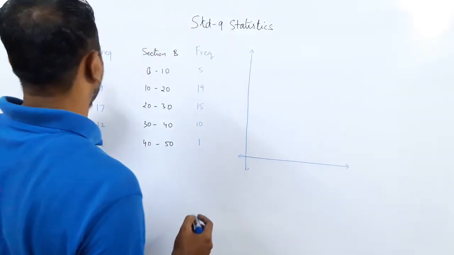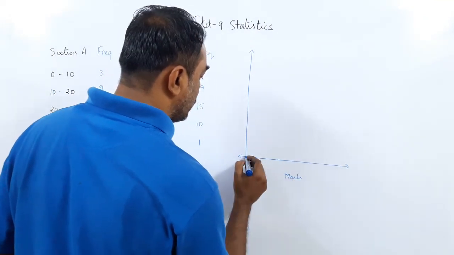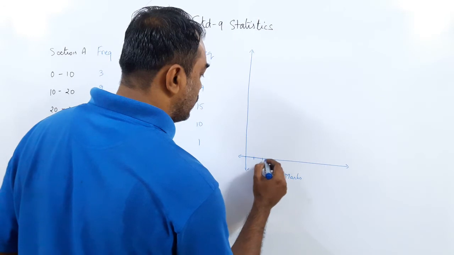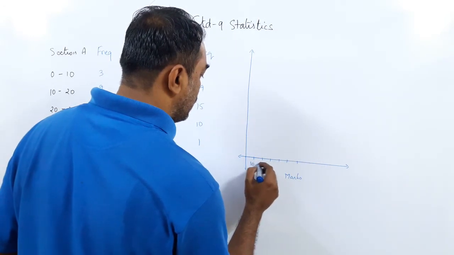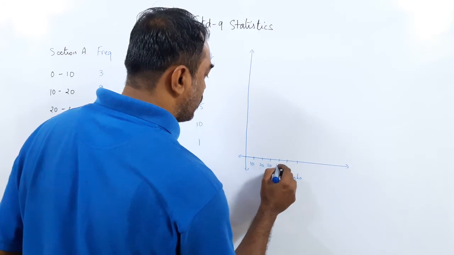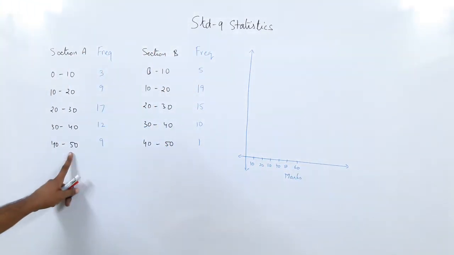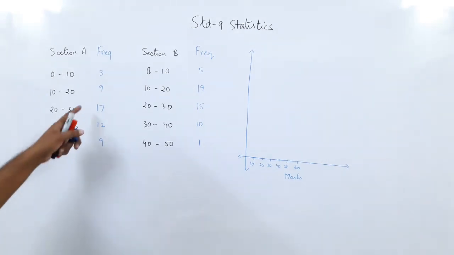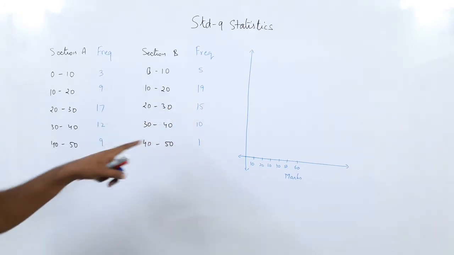On the x-axis what do we have? We have the marks. So we will begin from 0, 10, 20, 30, 40, 50, 60. I am writing a 60 extra, but the marks are only till 50. And for the number of students, the frequency, the maximum is 19.